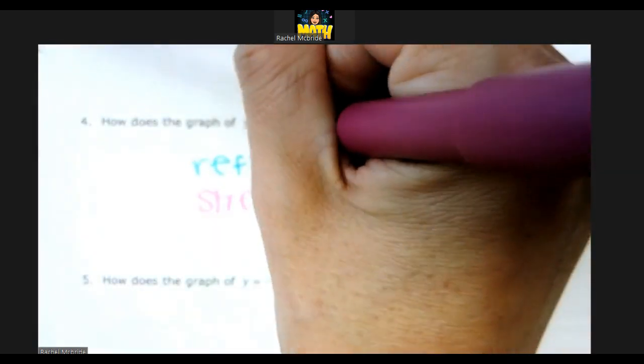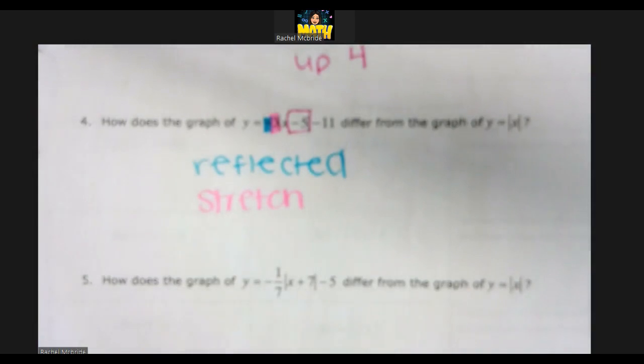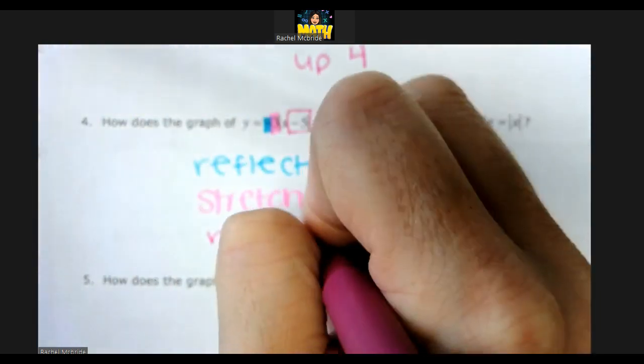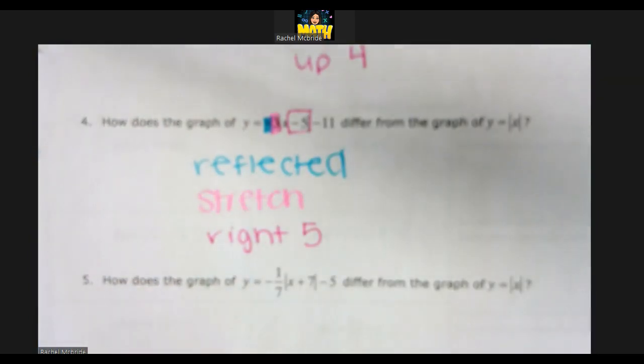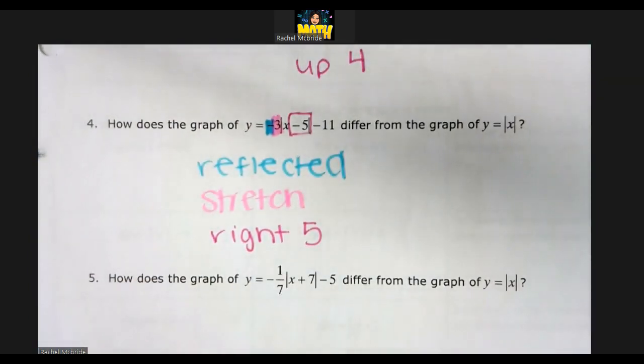And then inside, I have a negative 5. So a negative 5 on the inside shifts my graph right. And a negative 11 outside moves my graph what way?